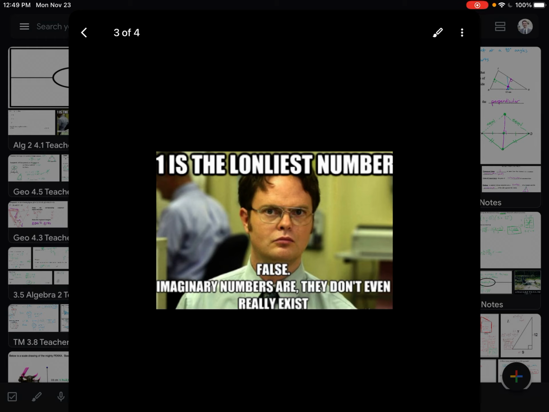So if you're an Office fan here, this is Dwight saying 1 is the loneliest number, but false. Imaginary numbers are even more lonely because they don't even really exist. And that's actually not totally true because they are used pretty frequently.